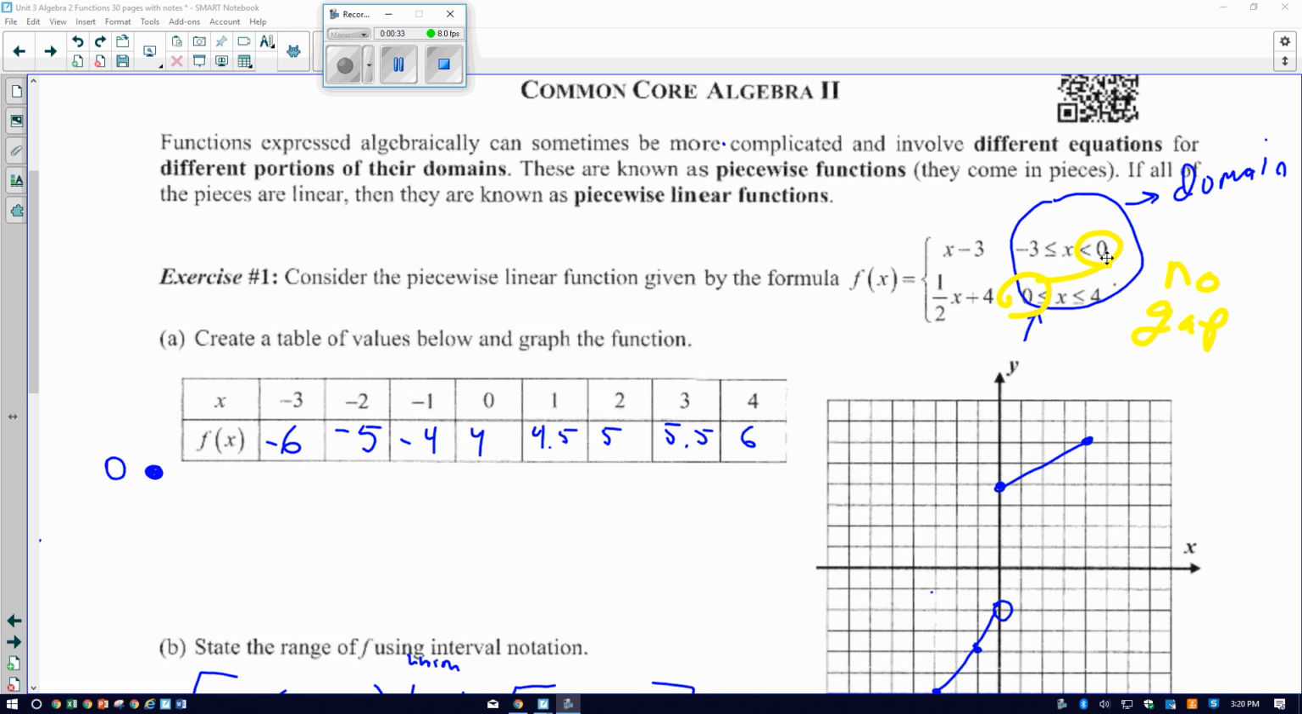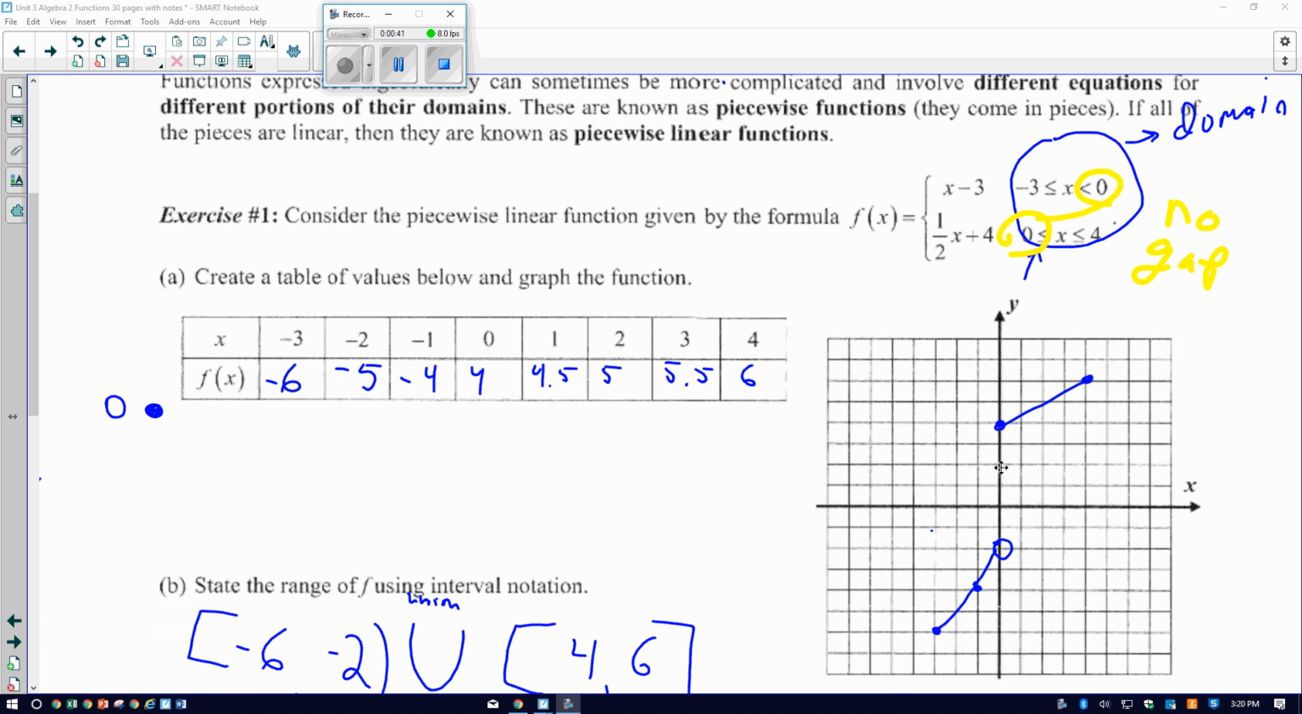This tells you the domain. Notice that there's no gap in the domain. So when we graph it, there's not going to be any gap. It passes the vertical line test because this is filled in and that is empty. So basically, from -3 to 0, we filled it into this equation, but at 0, we had to jump to this equation right here.